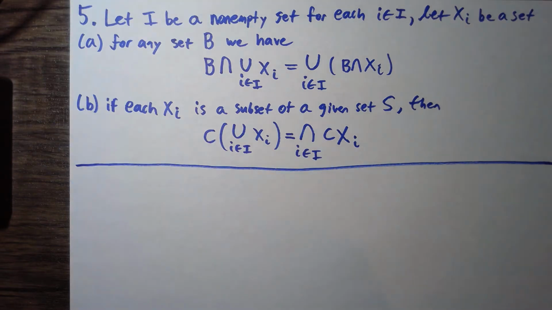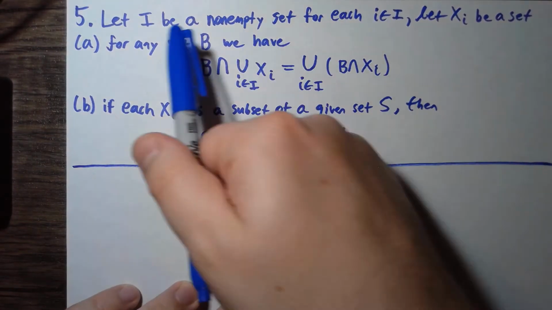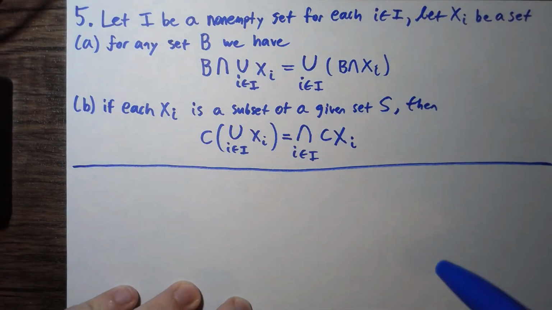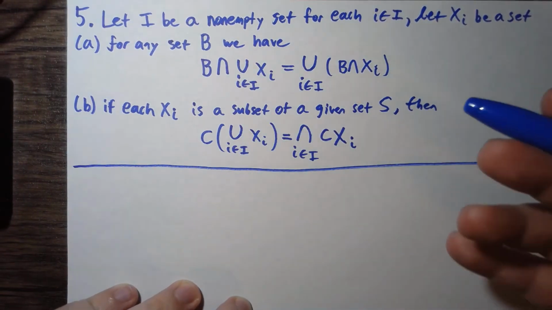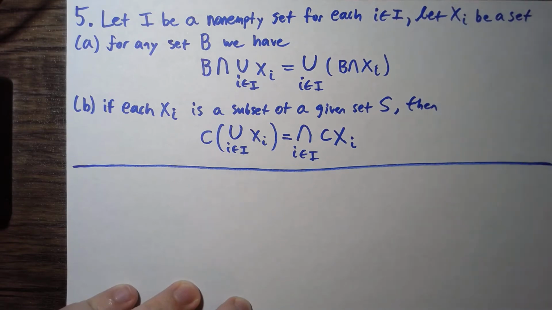Alright, we're doing problem 5 from chapter 1 of Rosenlicht's Introduction to Analysis. This is another set theory problem. So we have I being some non-empty set. It's going to be an index set, and for every element i in I, we have that x sub i is going to be a set.